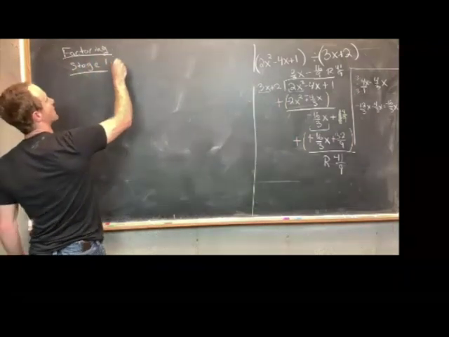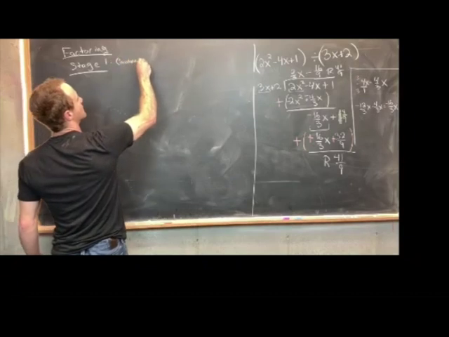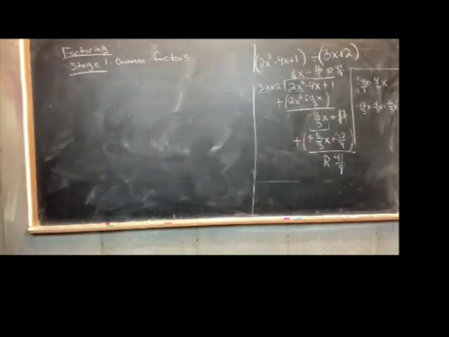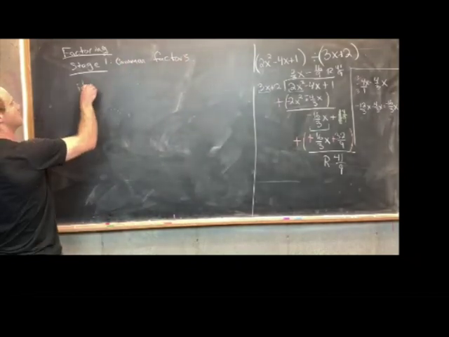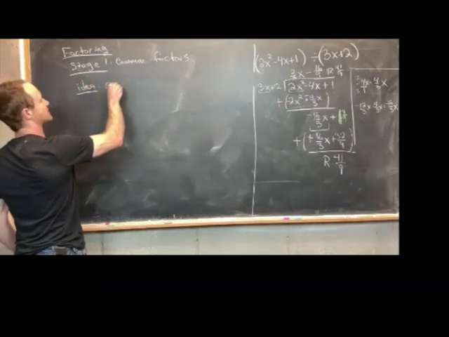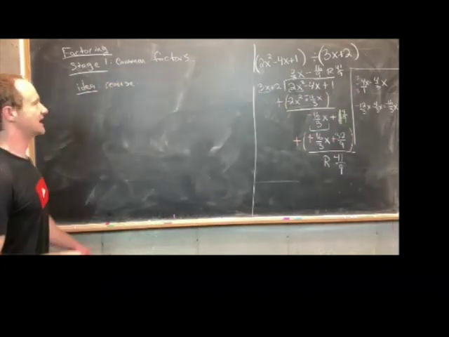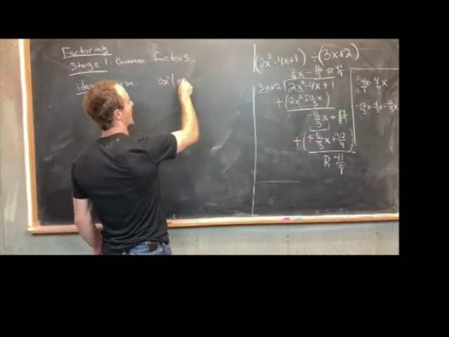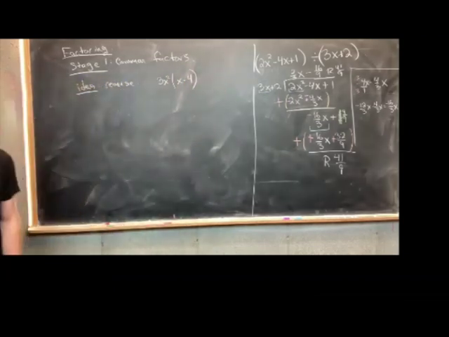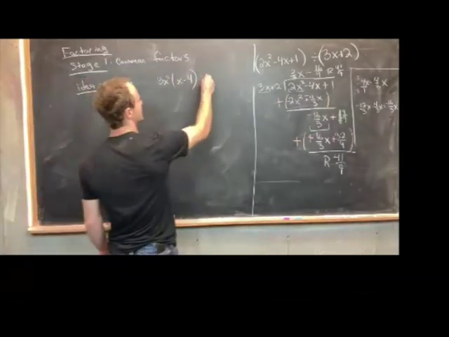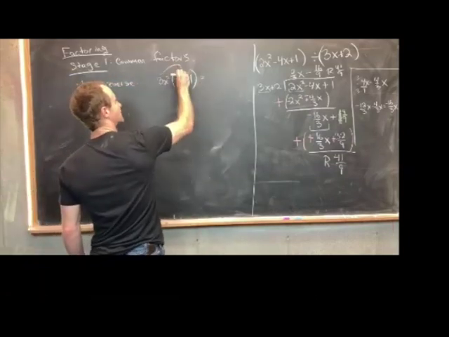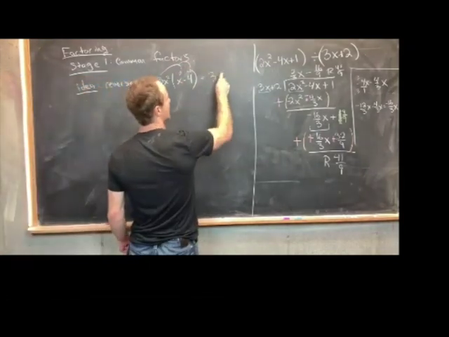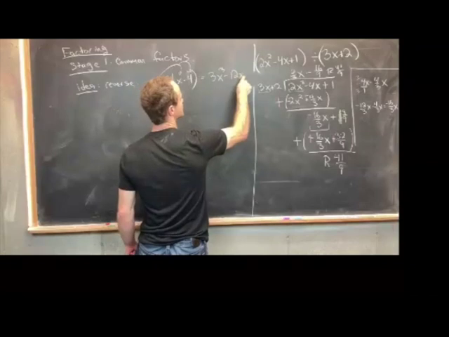So common factors. So the idea is that we want to reverse the multiplication. So if we have something like 3x squared times x minus 4, and we were to multiply that out using the distributive rule, we would have to hit both terms with 3x squared. That'll give us 3x cubed minus 12x squared.